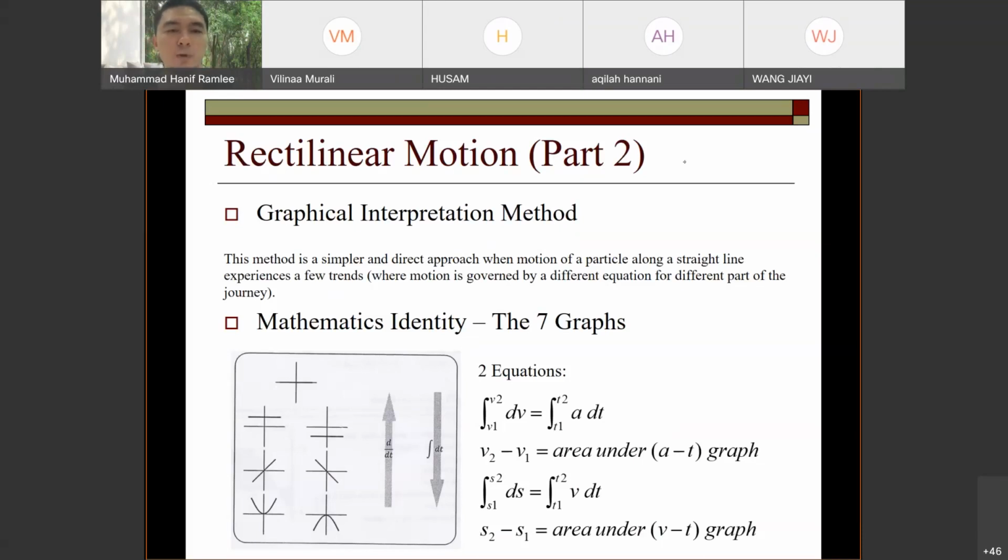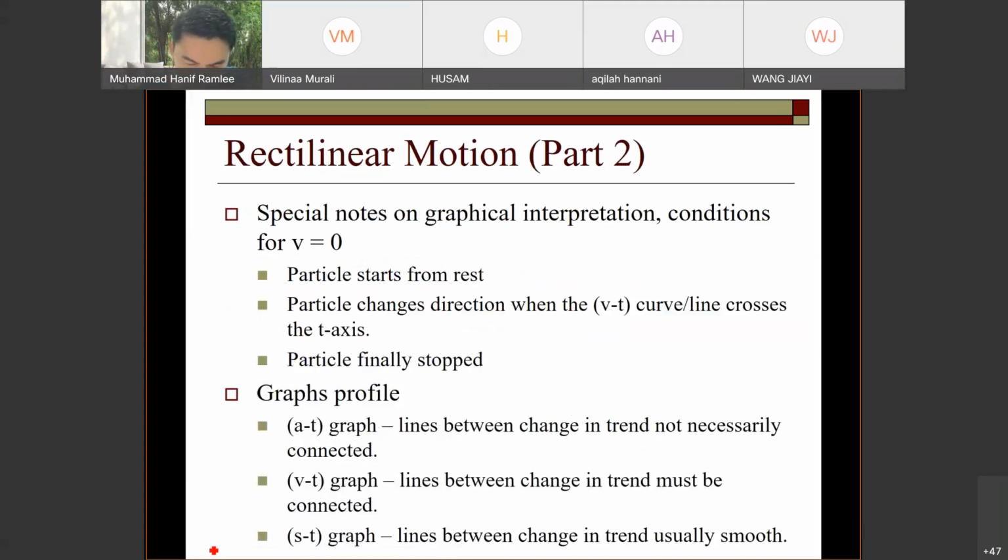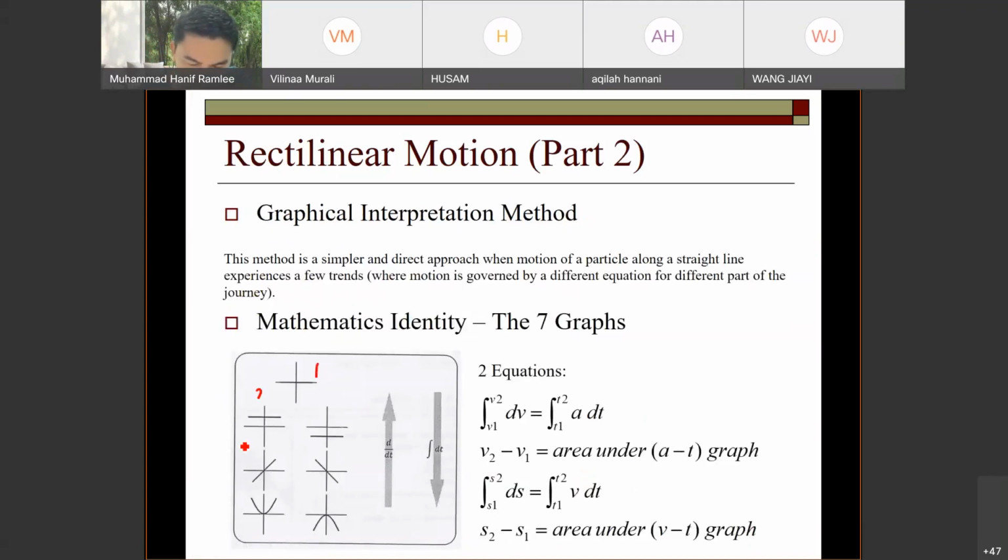So if you want to use this, you have to memorize these 7 graphs. We call it the mathematical identity, the 7 graphs. You can see there are 7 graphs there: the first one, second, number 3, 4, 5, 6, and 7. You have to memorize them.